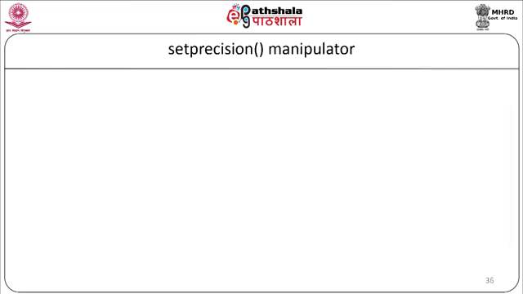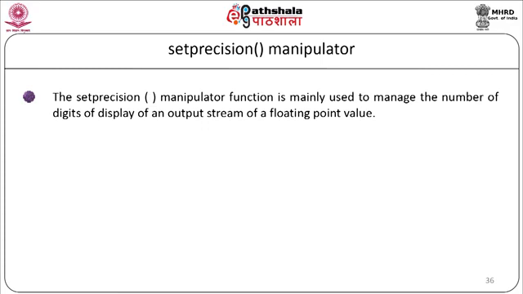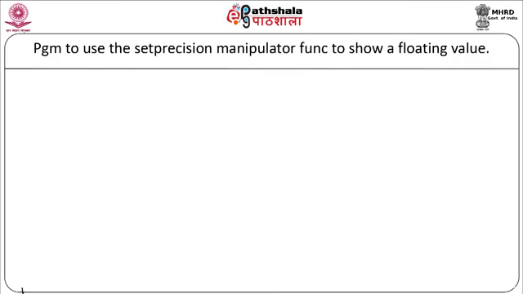The next manipulator is setprecision. The setprecision manipulator function is mainly used to manage the number of digits displayed in the output of a floating point value. The default precision value is 6. The syntax is setprecision(int p). Now let us see a simple program to see the setprecision manipulator.